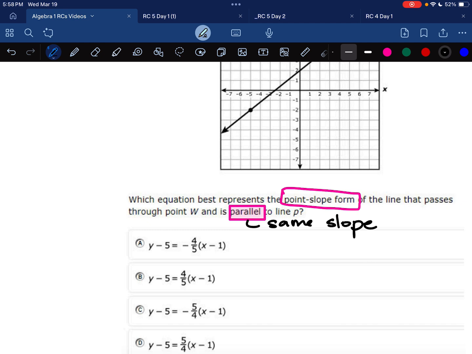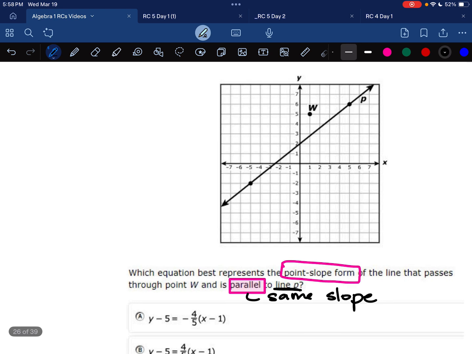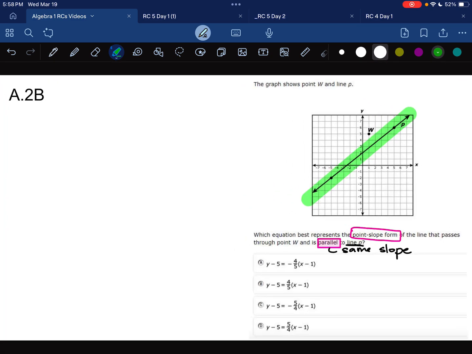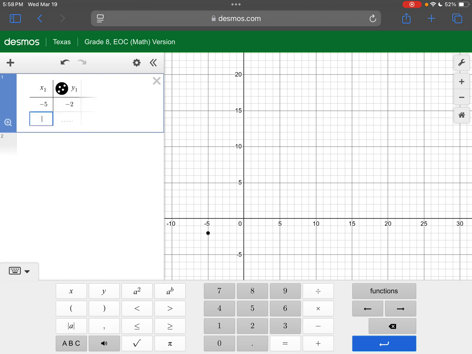So that means I first need to find the slope of line P. So go ahead and find the slope of line P. So this is this line right here. This is a lot of steps, but we're going to break it down into chunks. Well, I'm going to use the points to kind of help me. But we did this in 7th grade, so we should be very, very comfortable with this. Line P, my points are -5 and -2, and 5 and 6.